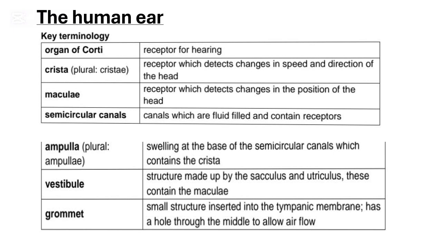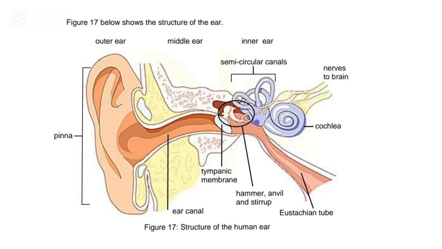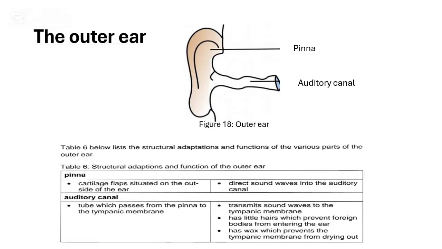Grommet. This is a small structure inserted into the tympanic membrane, and it has a hole through the middle ear to allow airflow. Figure 17 below shows the structure of the ear. The ear is divided into three parts: the outer ear, middle ear, and the inner ear. The outer ear has the pinna and the auditory canal.